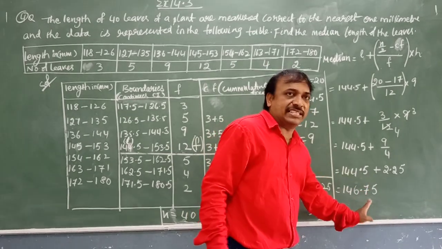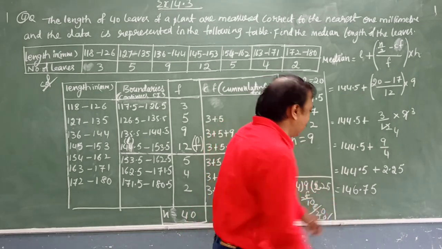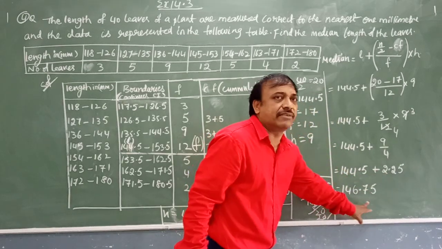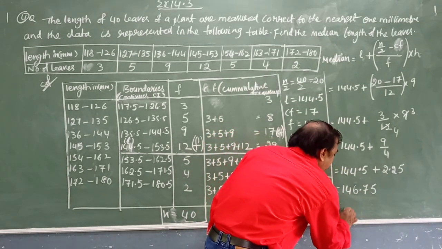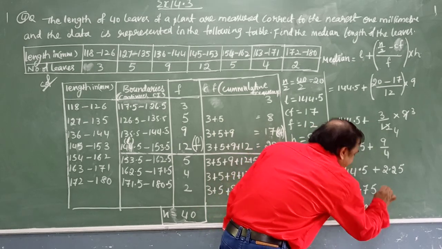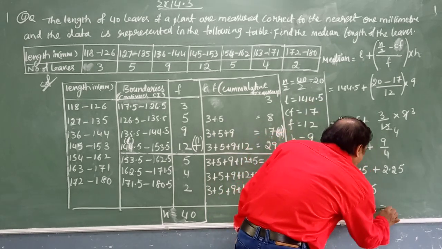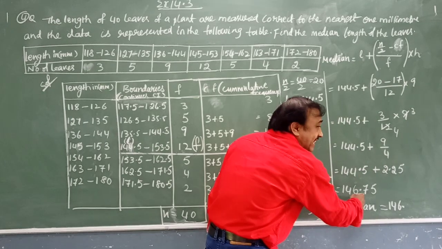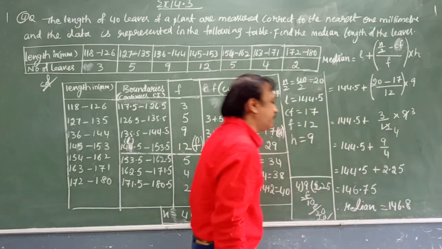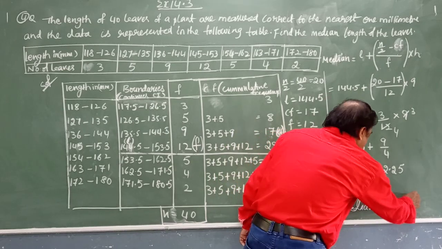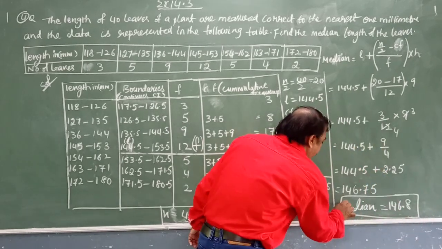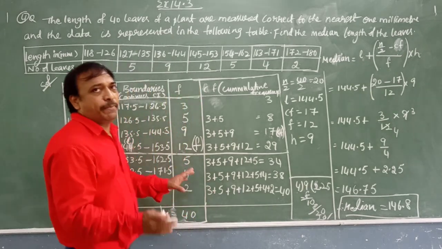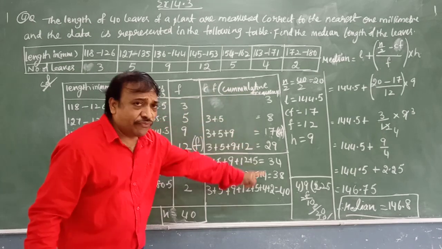If you round off to the nearest tenths place, 144.5 plus 2.25 is 146.75, which rounds to 146.8. Nearest to the tenth place we are rounding up: 146.8. This is the median. Therefore, median is equal to 146.8.